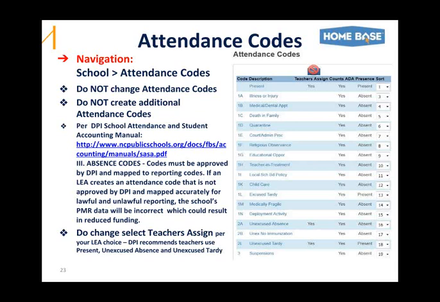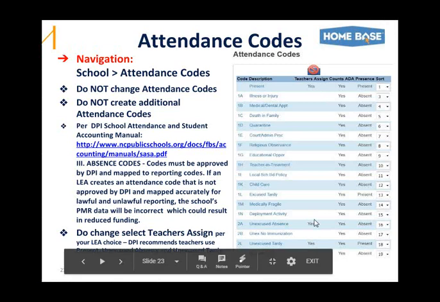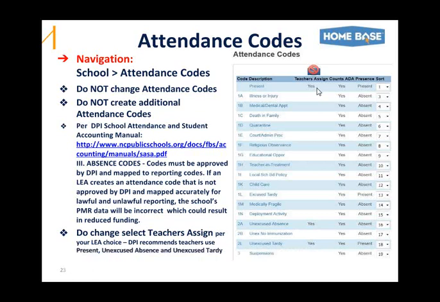Because you can change select teachers assigned, and that's based on an LEA decision. So we recommend from DPI that the teachers can only use present and unexcused absence and unexcused tardy. So those are the three that DPI recommends. But if your LEA said, yeah, we let them use a couple other things, that is the only thing that you can change in any of your attendance codes. Okay, cool.